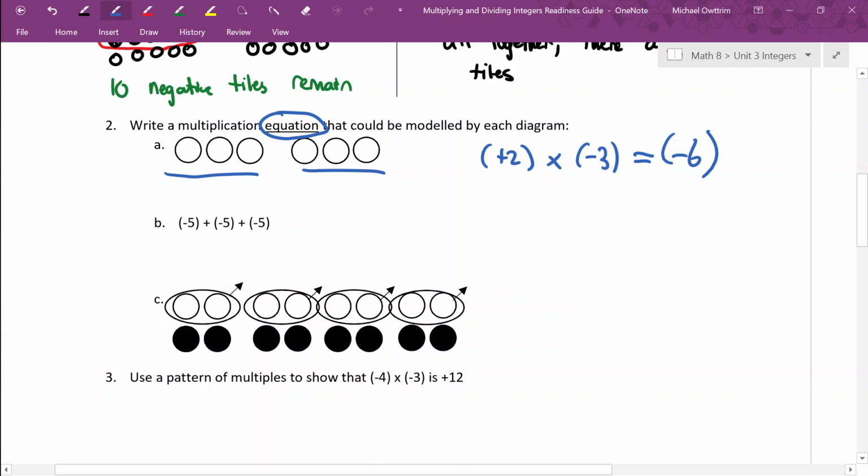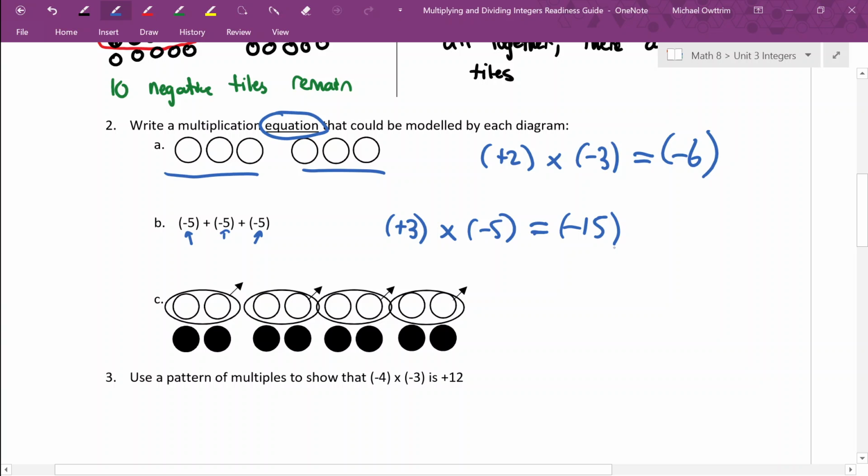In this case, we actually have it written out in words. So we've got a group of negative 5, another group of negative 5, and another group of negative 5. So we're going to say that we have 3 groups of negative 5. To be an equation, we need an equal sign, and positive 3 times negative 5 is negative 15.